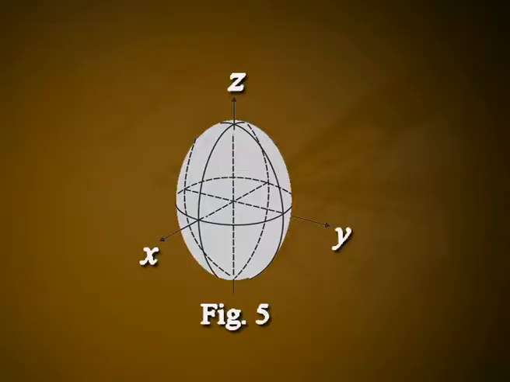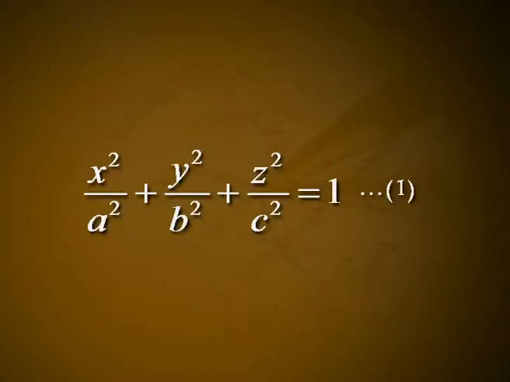Example 5. The ellipsoid. See figure 5. x²/a² + y²/b² + z²/c² = 1. Equation 1 cuts the coordinate axes at (±a, 0, 0), (0, ±b, 0) and (0, 0, ±c). It lies within the rectangular box defined by the inequalities |x| ≤ a, |y| ≤ b and |z| ≤ c.